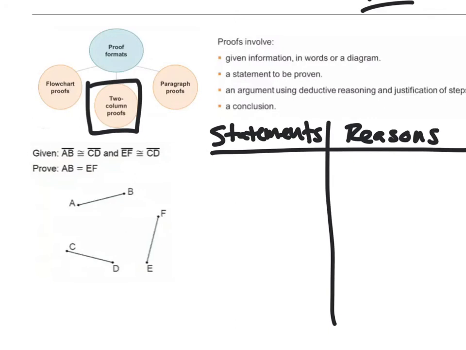Now the very first thing that you write is the given statement. So I'm going to write 1, and I'm going to write that segment AB is congruent to CD. Now the reason why I wrote that statement is because it was given to us. It's part of this given statement.